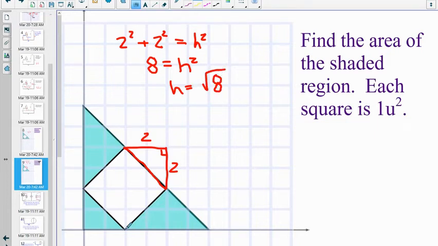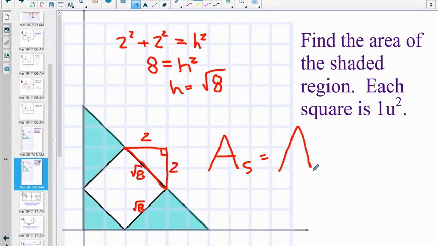And this one's got the same thing. This triangle over here would have a base of 2 and a height of 2 also. So this triangle up here would be the same as this little triangle down here. So it turns out that both of the sides of this square are the square root of 8.